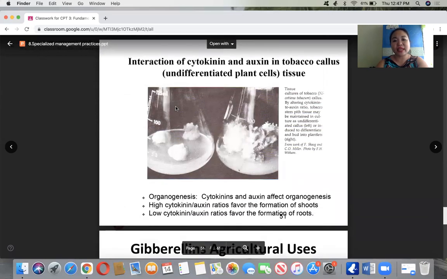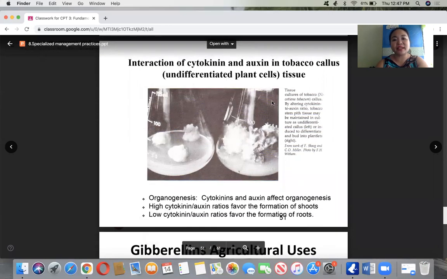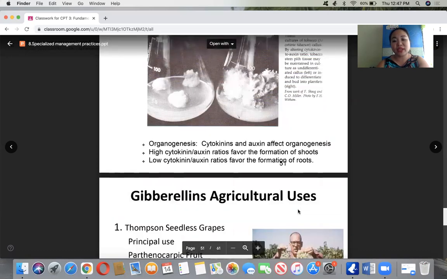So this is an example of the interaction of cytokinin and auxin in tobacco callus or undifferentiated plant cell tissue. So this involves organogenesis, wherein cytokinin and auxin affect organogenesis. So with high cytokinin over auxin, it favors formation of shoots, while low cytokinin over auxin favors formation of roots.